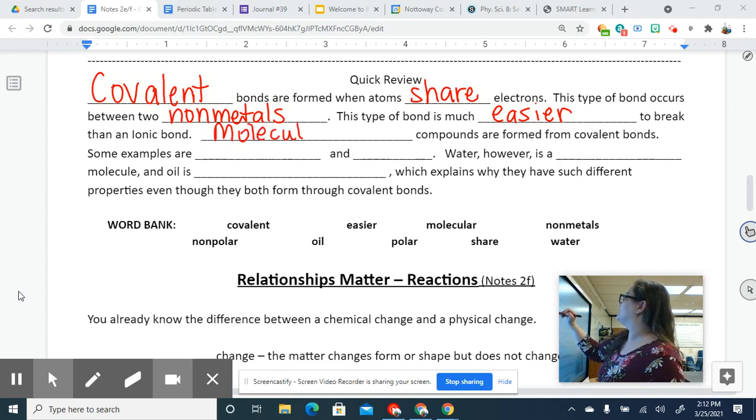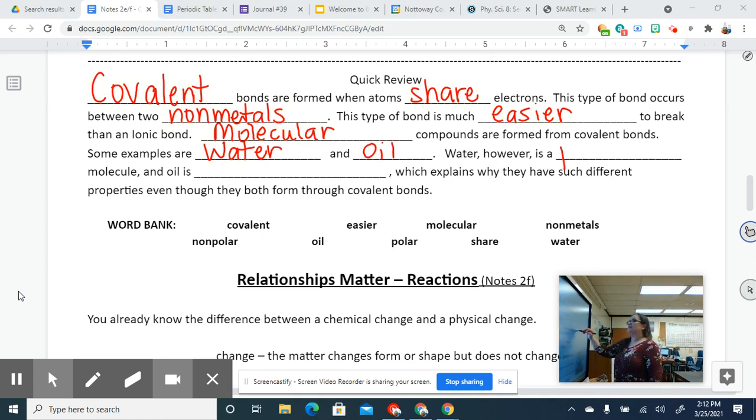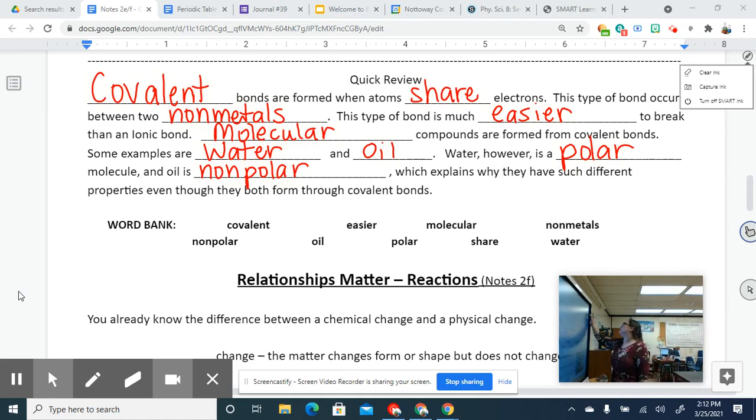Molecular compounds are formed from covalent bonds. Some examples are water and oil. Water, however, is a polar molecule, and oil is nonpolar, which explains why they have such different properties, even though they both form through covalent bonds. All right, make sure you've got that. Pause it, check it. I'm going to move on.